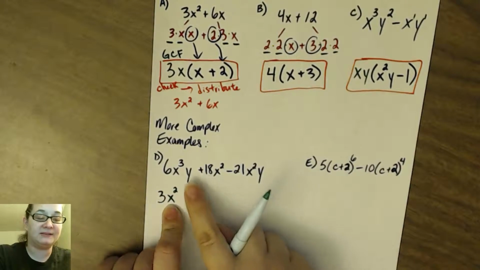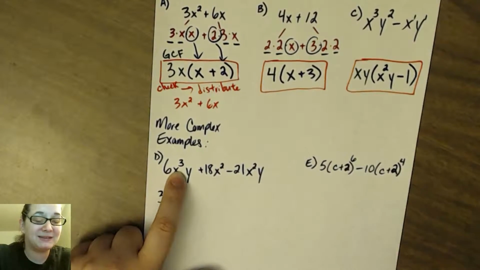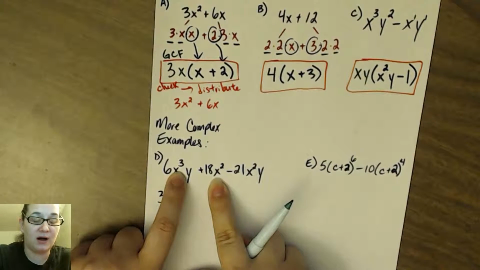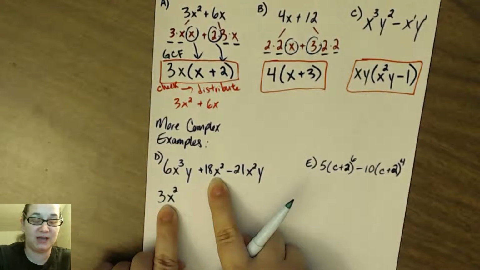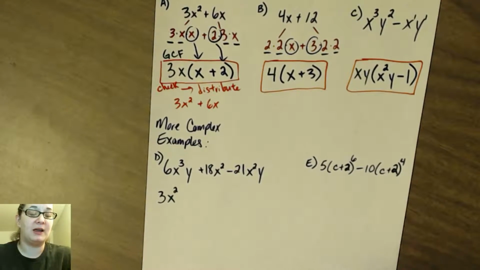Now I look at my y's. This one has a y, and the last one has a y, but this middle term does not have a y. So they don't all have y in common. So I can't add that in my GCF. So now I write what's left over.